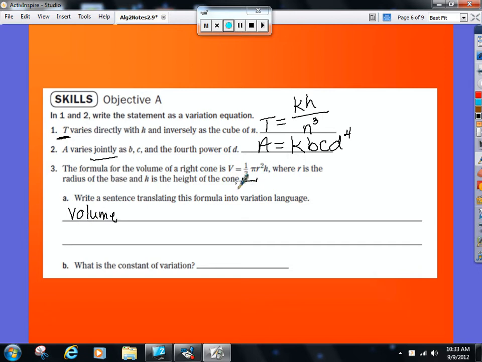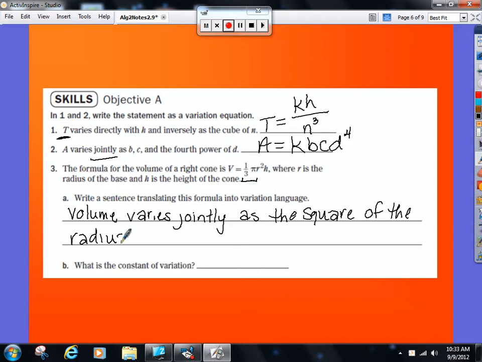Volume. Is this all direct or is this combined? What do we got? It's all direct, so we could say volume varies jointly as the square of the radius and the height. Some people might think that I'm leaving some information out because I did not give the 1/3 pi, but that's why question B is asking what is that constant of variation, and that would be 1/3 pi, or you could put pi over 3 if you like.